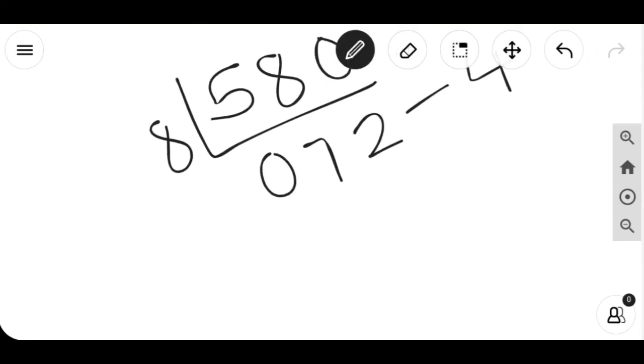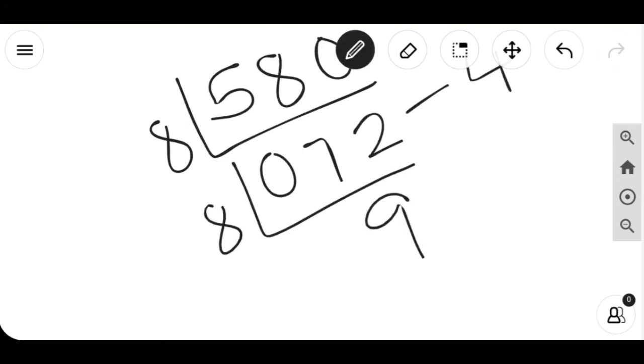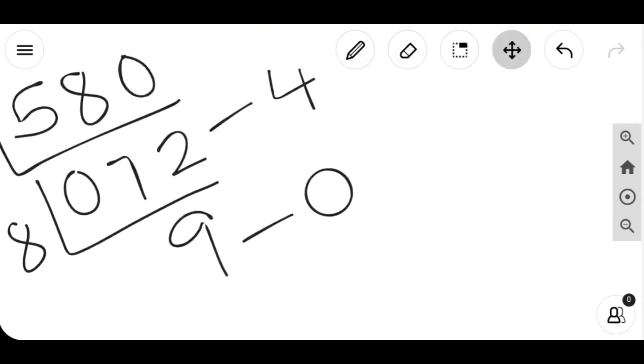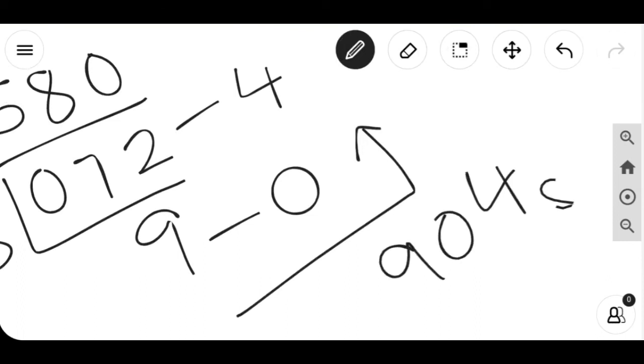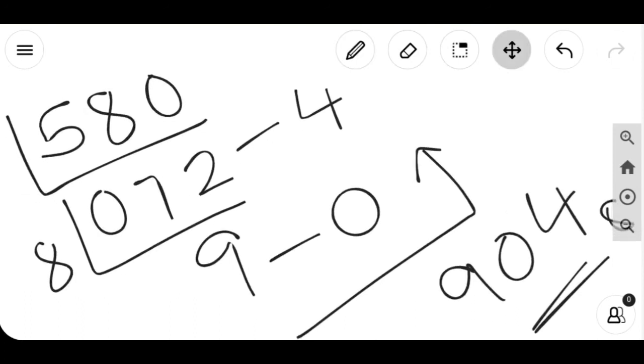Then we divide 72 by 8, 8 times 9 is 72, and there is no remainder. So we are going to take these remainders from the bottom up, and it comes as 904 to the base 8. So this is the octal equivalent of the decimal number 580.